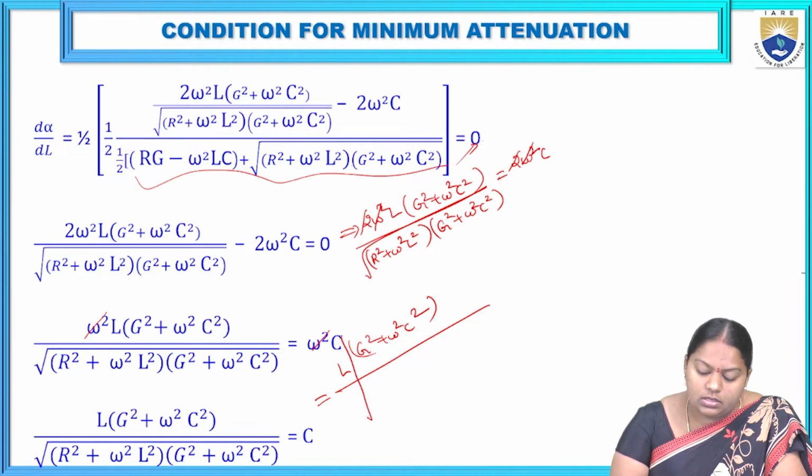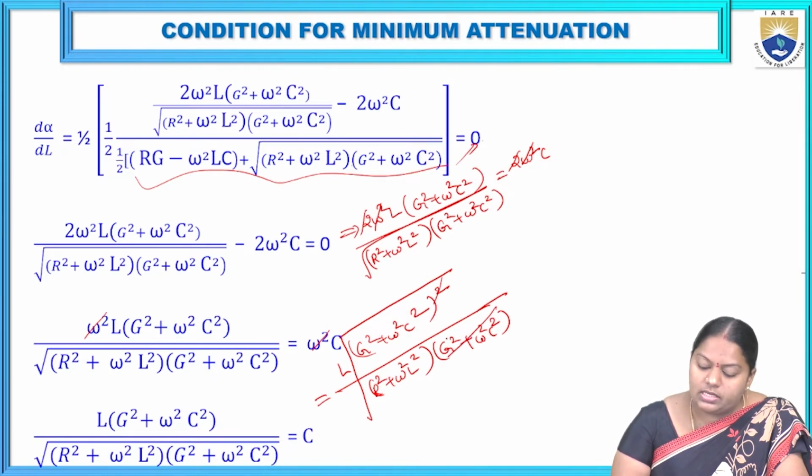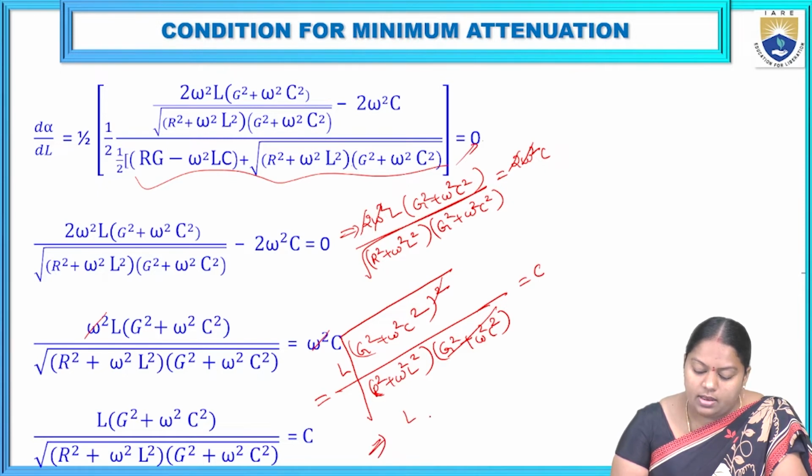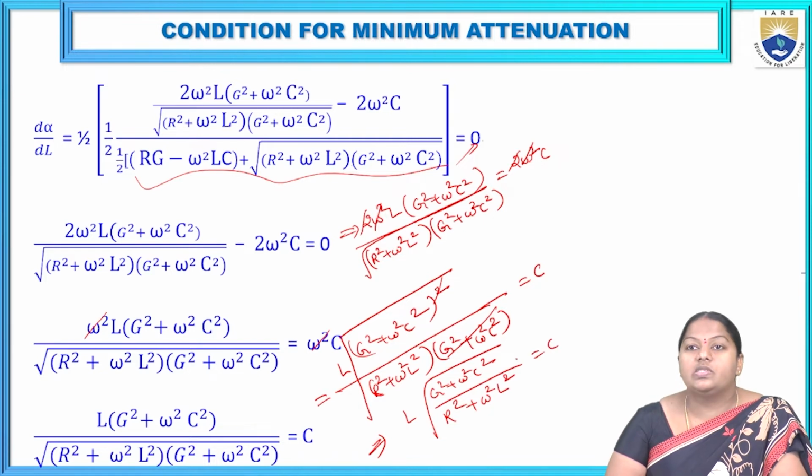Then if you write the numerator term also inside the root, it becomes (g square plus omega square c square) whole square by (r square plus omega square L square) into (g square plus omega square c square). Okay. So this term and this term get cancelled, which is equal to c. Now from this we write L into root over (g square plus omega square c square) by (r square plus omega square L square) equal to c.